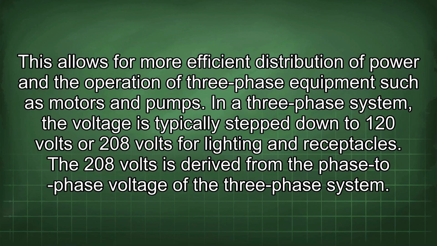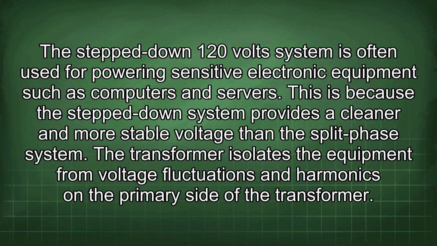In a three-phase system, the voltage is typically stepped down to 120 volts or 208 volts for lighting and receptacles. The 208 volts is derived from the phase-to-phase voltage of the three-phase system. The step-down 120-volt system is often used for powering sensitive electronic equipment such as computers and servers. This is because the step-down system provides a cleaner and more stable voltage than the split-phase system. The transformer isolates the equipment from voltage fluctuations and harmonics on the primary side of the transformer.